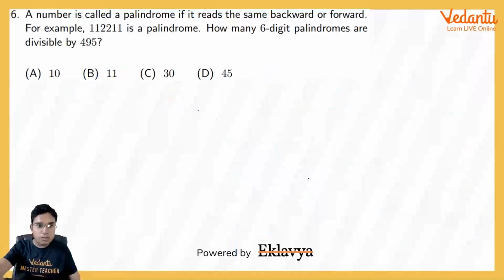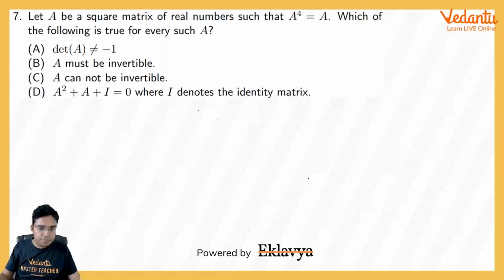Okay, coming to question number 7. We are given A is a square matrix of real numbers such that A power 4 is A. Then which of the following is true for every such A? So using that property, the determinant of A power 4 is determinant of A whole power 4, I can write this like this.